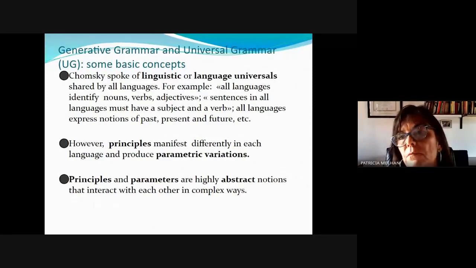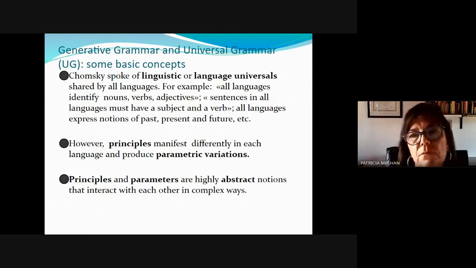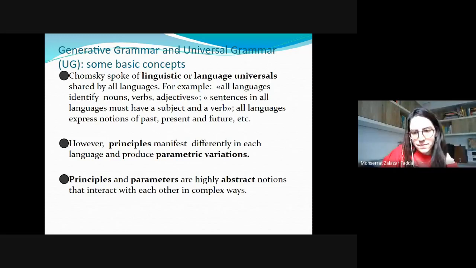Can you answer in the chat whether you understood my point? Avísenme, chicas, si contestan. Yes, it's clear, very clear. Yes. Okay, thank you very much.